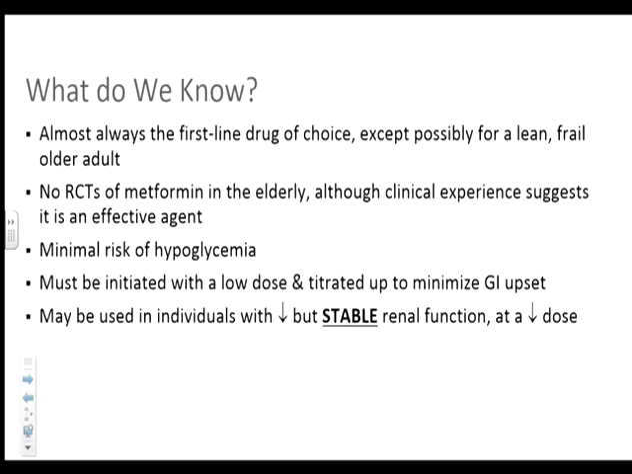Well, first, let's think about what we know about metformin. Well, it's almost always the first line drug of choice, except possibly for lean, frail older adults, and again, possibly, and that's only because for these individuals, their principal metabolic defect is impairment in glucose-induced insulin secretion, so they might need those drugs that stimulate the insulin secretion or squeeze the pancreas to get that insulin out, such as a sulfonylurea like gliclazide.